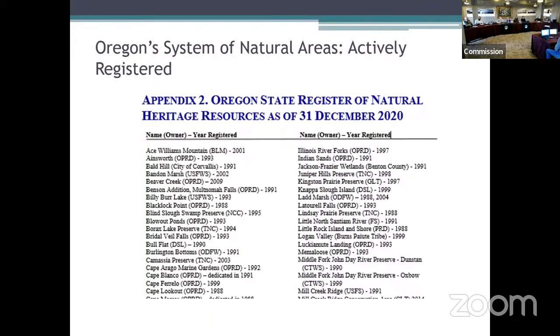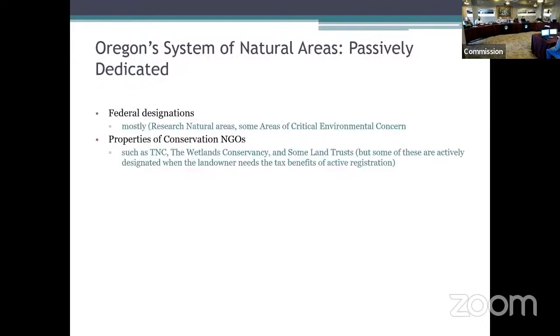And this is just a snippet of the list of some of the actively registered sites in the state. I think there's something like 120 of them. But many of these are OPRD sites, and I'll get to that in another slide. So I already covered this.